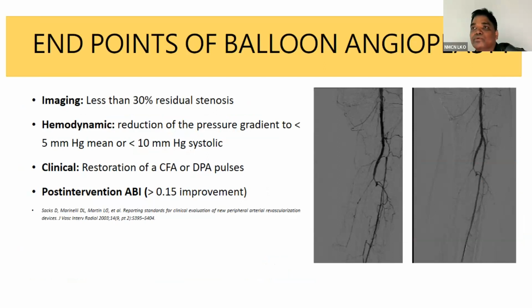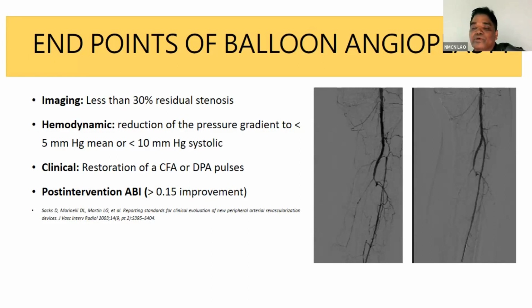So the endpoints of balloon angioplasty: how do you tell that an intervention is successful? Most of the time, we are not going to get very pristine results by doing endovascular interventions. The main aim here is to restore adequate flow to the leg arteries and to the foot. So if the imaging shows less than 30% residual stenosis, it's a good result. And there should be a hemodynamic reduction in pressure from the non-affected side across the affected side by less than 5 millimeters of mercury mean, or less than 10 millimeters of mercury systolic.